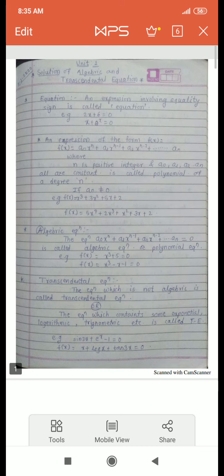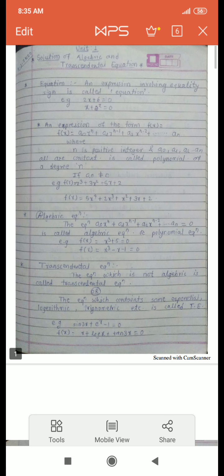Now we are going to discuss what is meant by algebraic equation. The equation of the type a naught x raised to n plus a1 x raised to n minus 1 plus a2 x raised to n minus 2 plus up to an is equal to 0 is called an algebraic equation or polynomial equation. Means algebraic equation contains the terms of powers of x and constants and equality sign. Now we are going to look at transcendental equation.